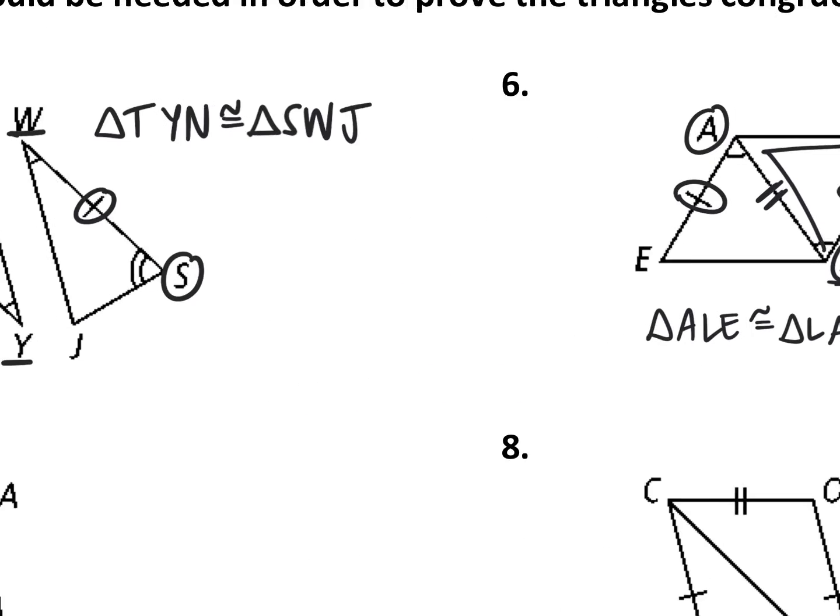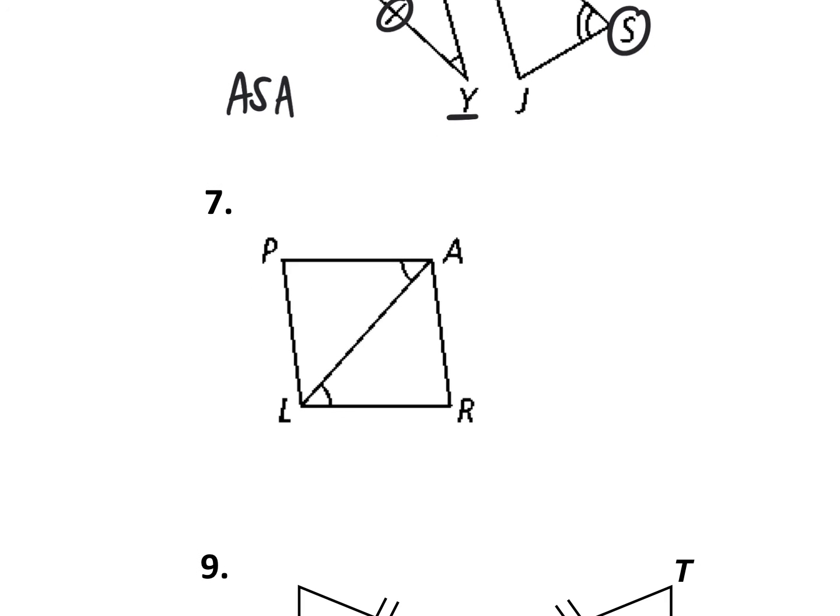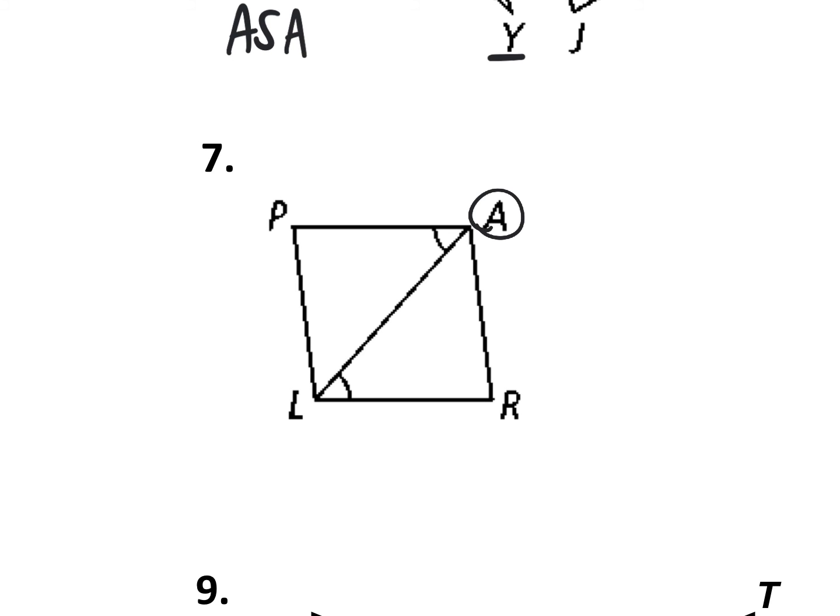Okay, moving on, number 7. I've got an angle A is congruent to angle L, and specifically it should be angle PAL is congruent to angle RLA. Okay, I also know that this side length is congruent to itself, and I don't have anything else. I need 3 pieces of information. I have no right angles, so I can't use HL. So this would be not enough information, or NEI for short.